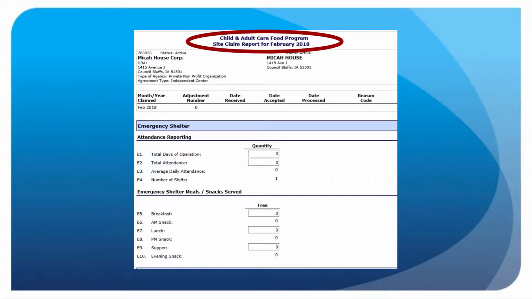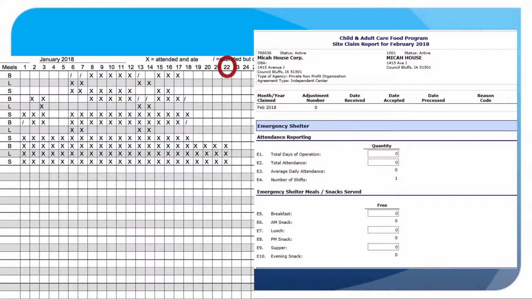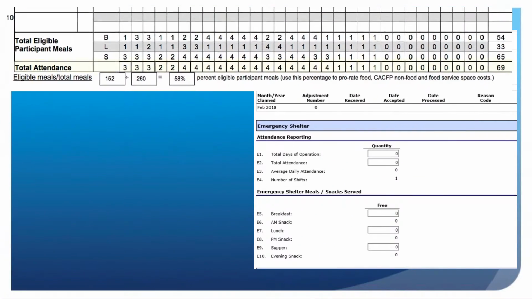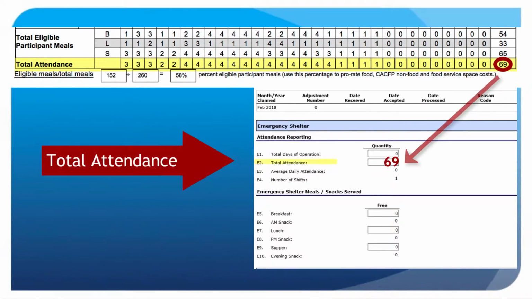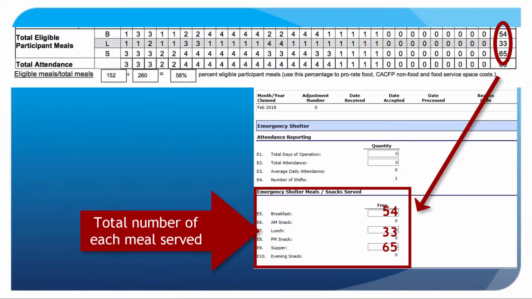On the monthly CACFP site claim report, enter the number of days meals were served during the month for total days of operation. Add together each day's attendance to report total attendance for the month, and enter the total number of each meal type served.